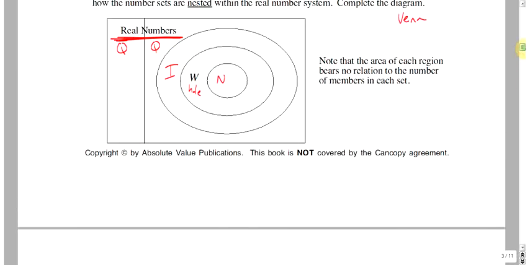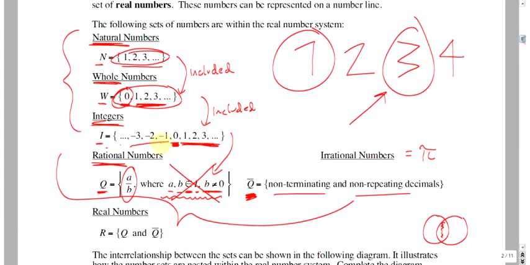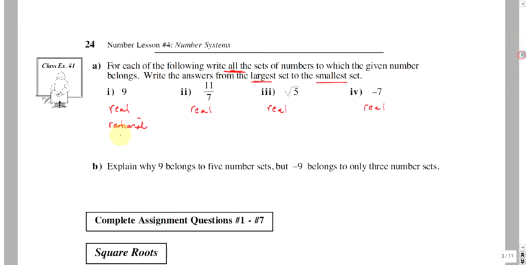Now you keep going down. Is it an integer? Is 9 an integer? What's an integer again? You go up and you look. Oh yeah, sure, of course it is. Look. So it's rational. It's an integer. Is it a whole number?